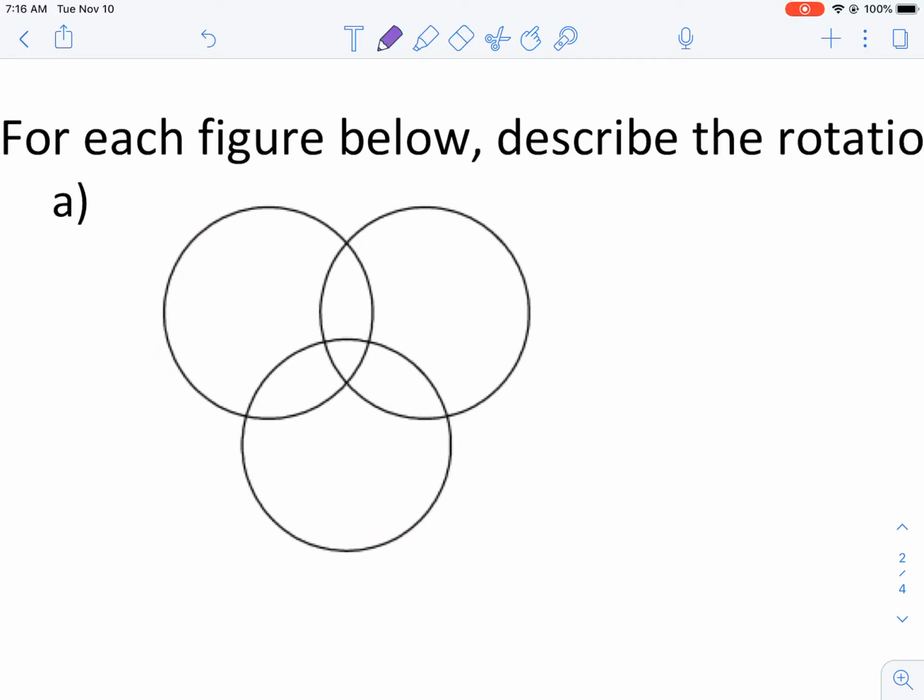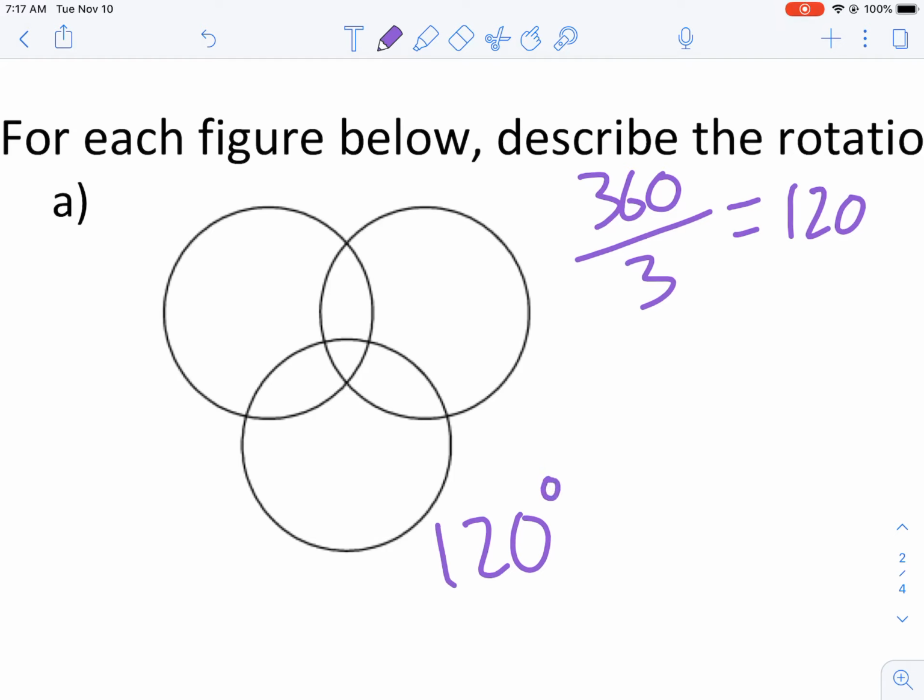If you don't know what degree that is, if it's divided into thirds, so it's making a third turn, what's 360 divided by 3? That's 120. So this actually has a symmetry of 120 degrees.